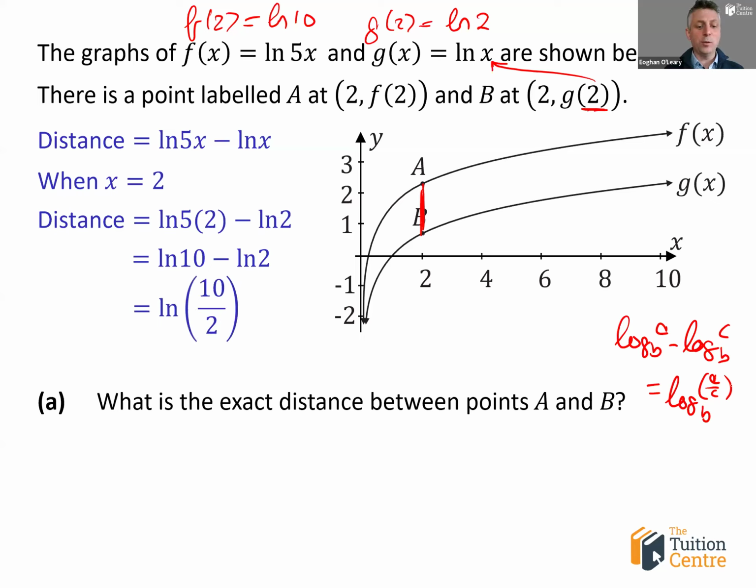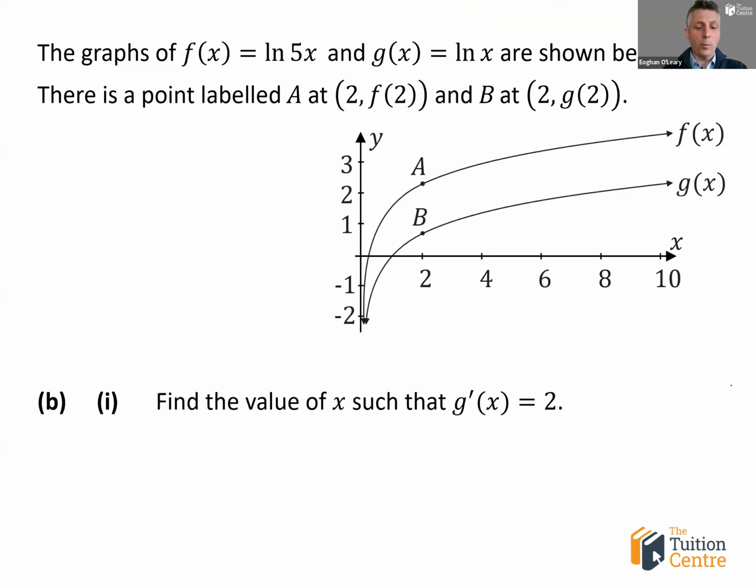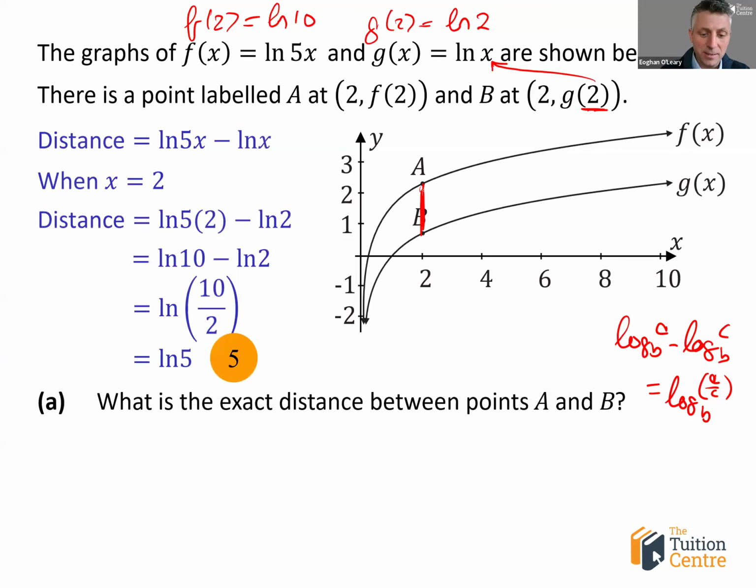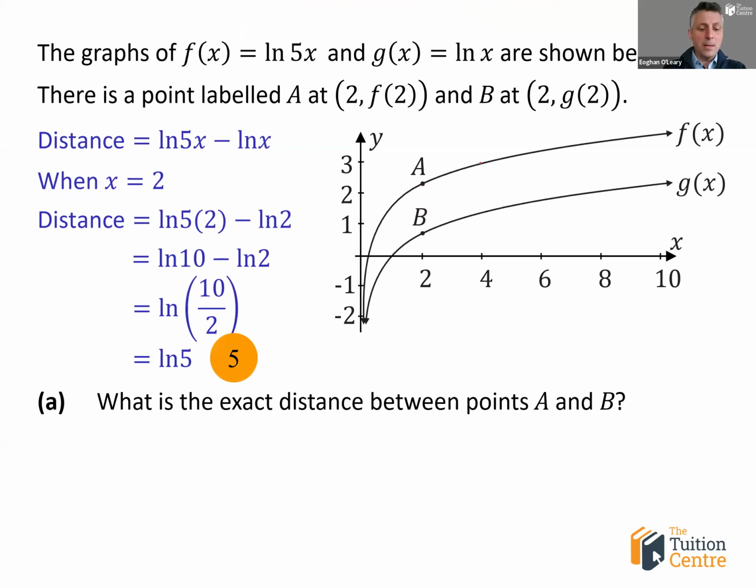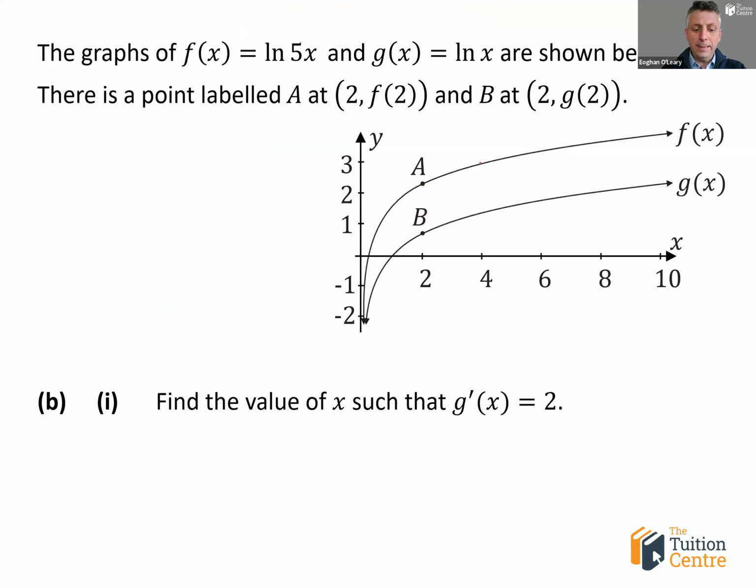In this case we're going to use that, because remember, of course, ln is log to the base e. So ln of 10 divided by 2 is ln of 5. And because it says the exact answer, we leave it at that, ln of 5, for 5 marks. So ln of 5 is your distance between those 2 points.